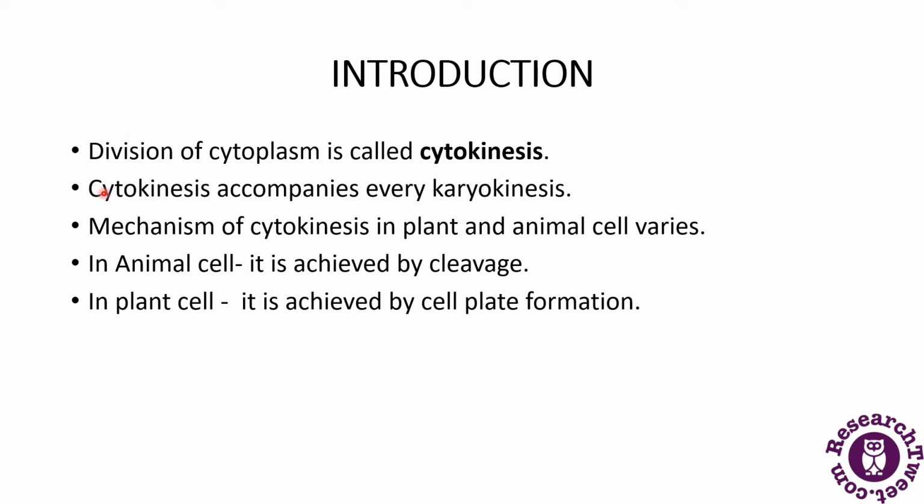And cytokinesis accompanies every karyokinesis. Karyokinesis means there is a nuclear division. The mechanism of cytokinesis in plant and animal cells varies. So we will be discussing both of these in separate slides. In animals it is achieved by cleavage, and in plant cells it is achieved by cell plate formation. So both cells have different processes and mechanisms of cytokinesis.